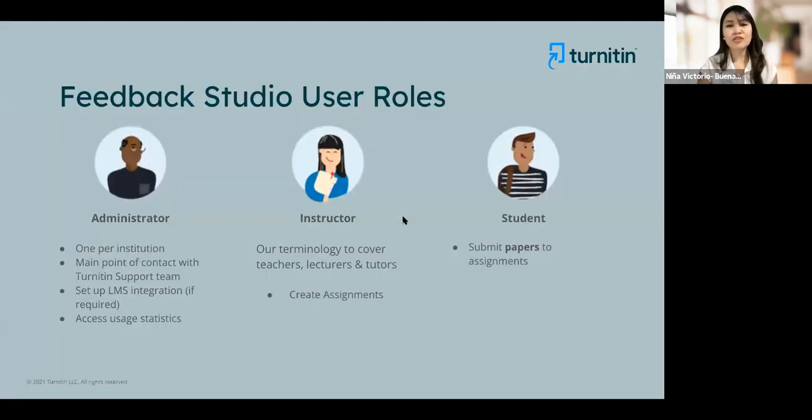Feedback Studio does have three main user roles. The first one is the admin, the administrator, who is the main point of contact with the Turnitin support team. So if you have any concerns about your account, you can just reach out to your campus Turnitin administrator.